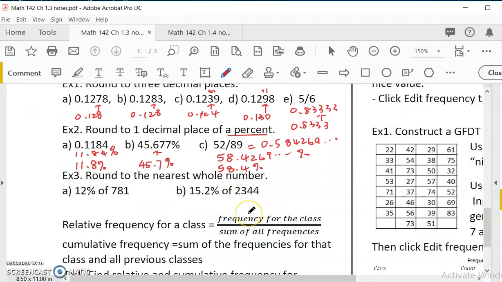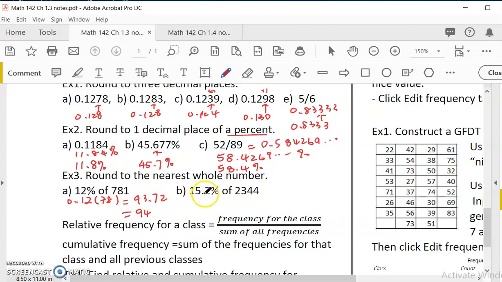Round to the nearest whole number. Sometimes I want to round something to the nearest whole number. So 12% of 781. Remember, for something like 12% of this, I would do a multiplication. 0.12 times 781 is equal to 93.72, but I want a whole number. The digit after the whole number is 7, which is greater than 5, so that's rounded to 94.